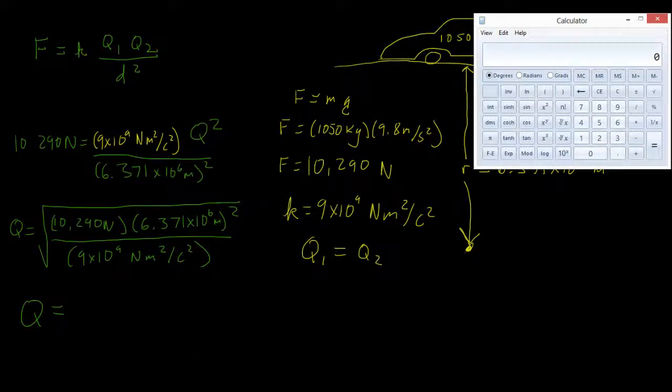Okay, so we will start with the force, which is 10,290. We will multiply by the radius of the Earth, 6.371 with an exponent of 6. And we can't forget to square that radius. And then we'll divide by 9 times 10 to the 9th, so 9 with an exponent of 9. And then we'll hit equals. And then the most important part here is to take the square root. Okay, so we get 6,812.